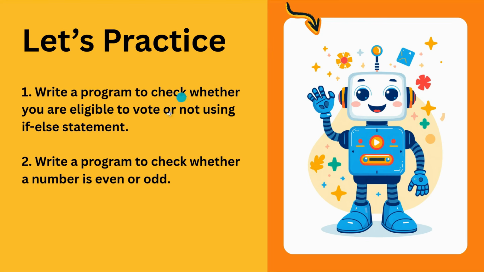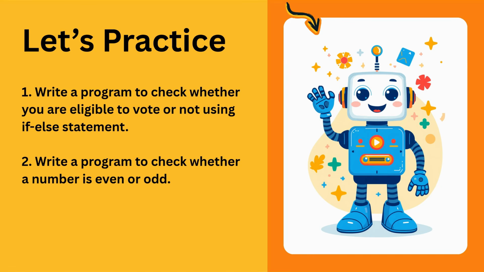Let's understand the first program. We need to write a program to check whether you are eligible to vote or not using if-else statement. For this program, we need to understand what the eligibility criteria for voting is, that is 18 years or greater than that. So our condition will be based on that.